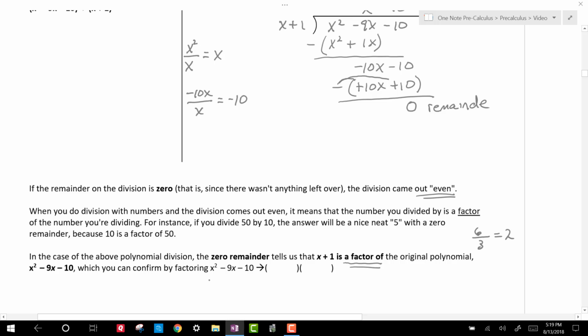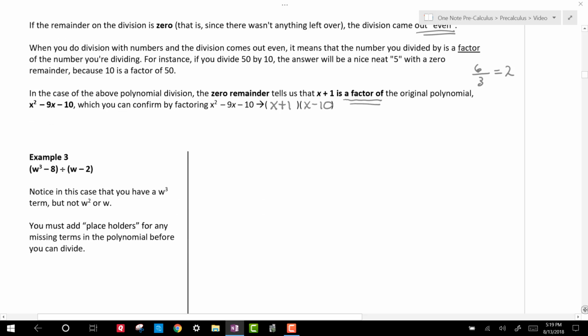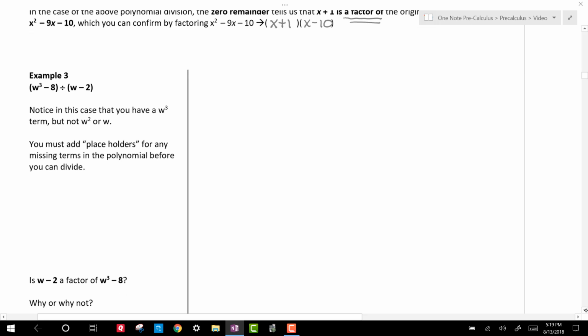We didn't even need to divide this. If I would have just said factor this, you guys would have ended up with x plus 1 times x minus 10. Those are the two factors of that polynomial, and we just proved it through long division. Okay? So that's kind of the key, is knowing that when that 0 remainder shows up, that means that we actually have a factor of the polynomial.